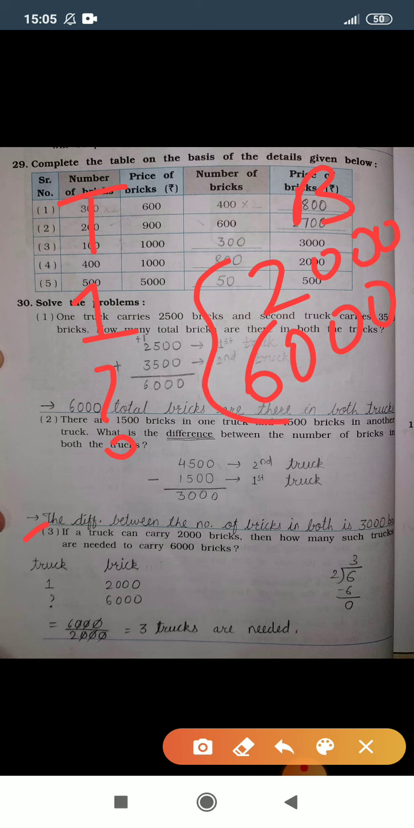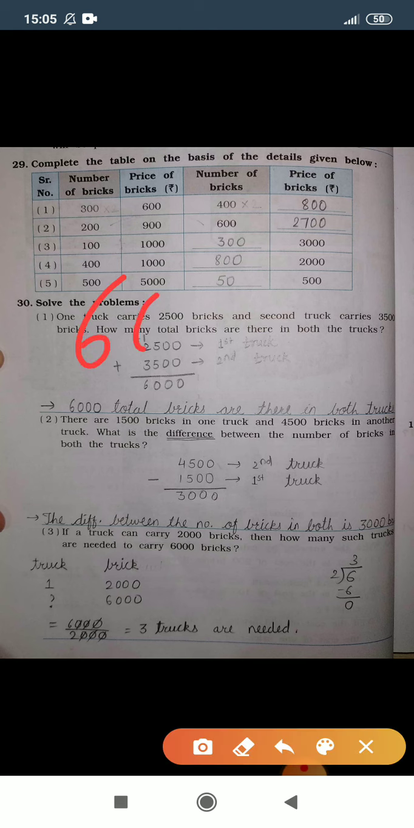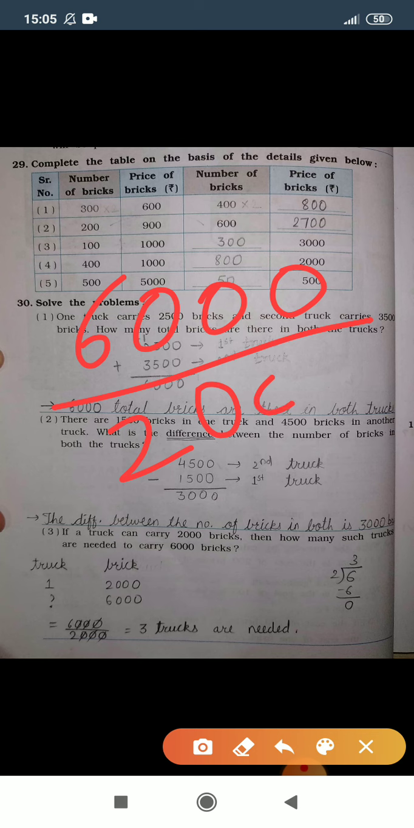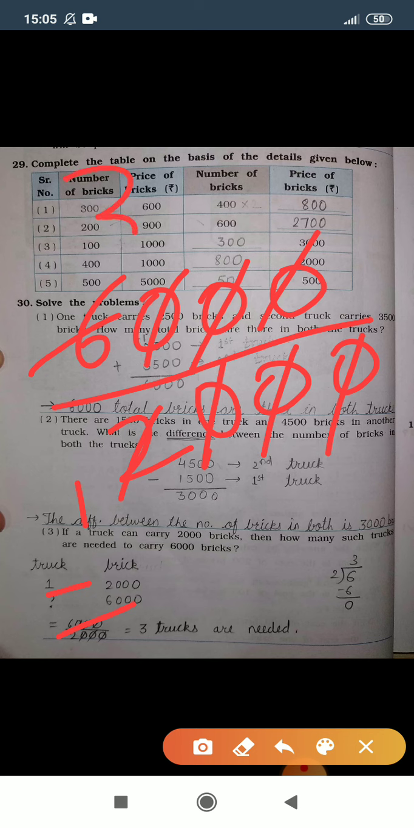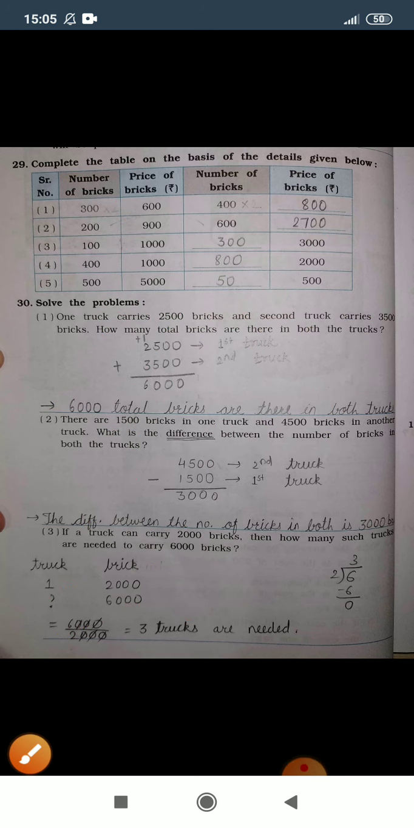Now we need to divide these two numbers. So simply we can divide like this, 6000 divided by 2000. So 3 zeros were cut, and 2 ones are 2, 2 threes are 6. So 3 trucks are needed. For what? For 6000 bricks.